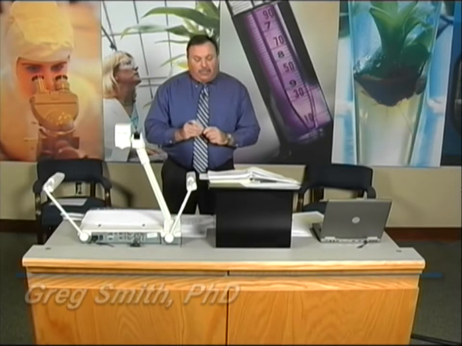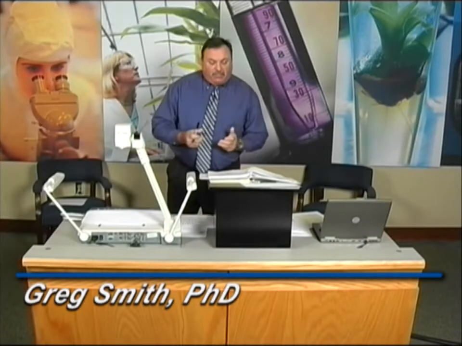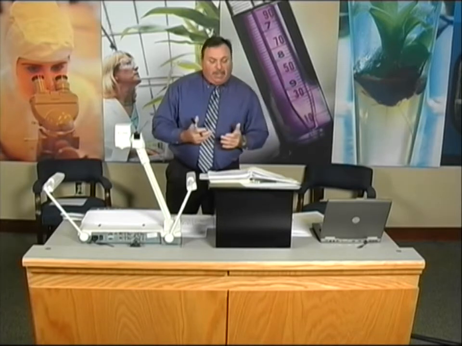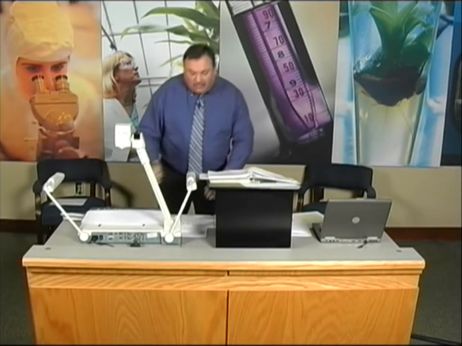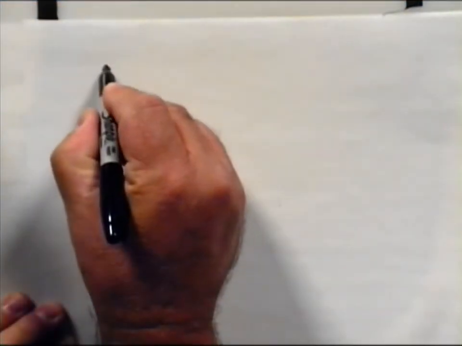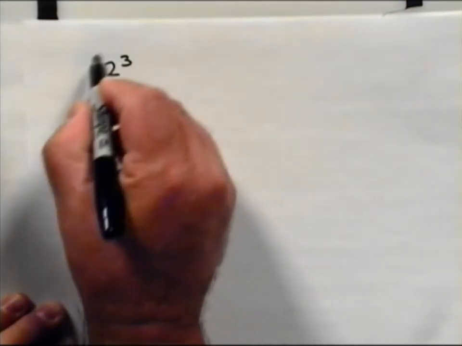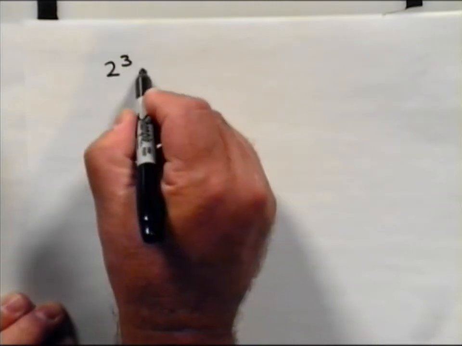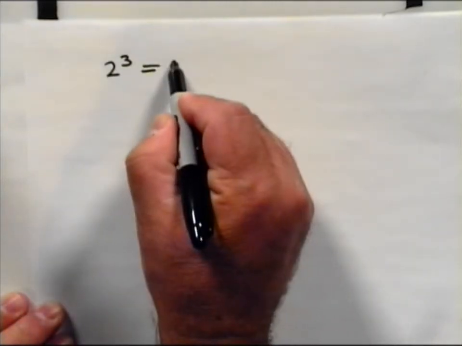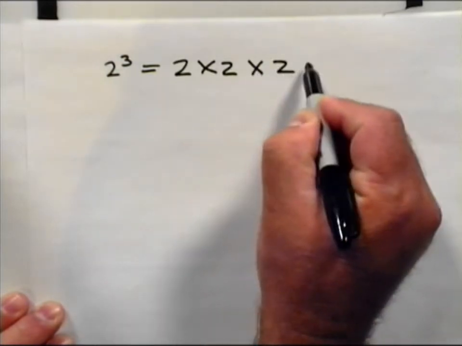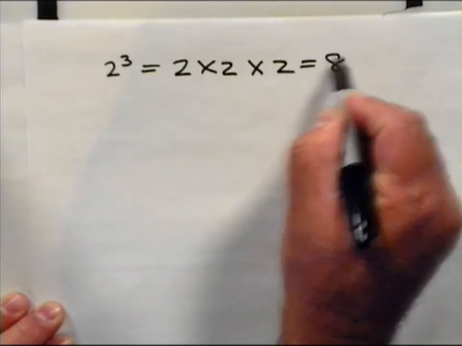We'll start out with a simple example of an exponent. An exponent is used to show that a number is multiplied by itself a certain number of times. For instance, we could have a number 2 to the third power. Our base is 2 and our exponent is 3. And what this means is we're saying 2 times 2 times 2. And that number is equal to 8.